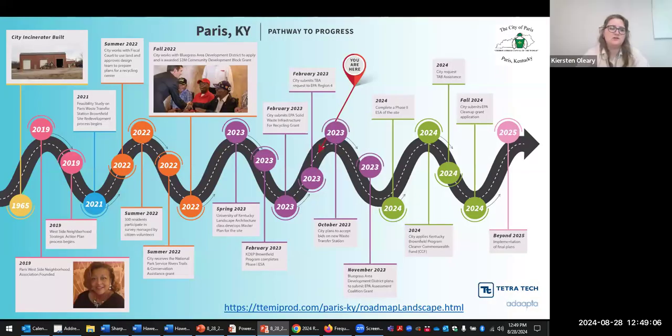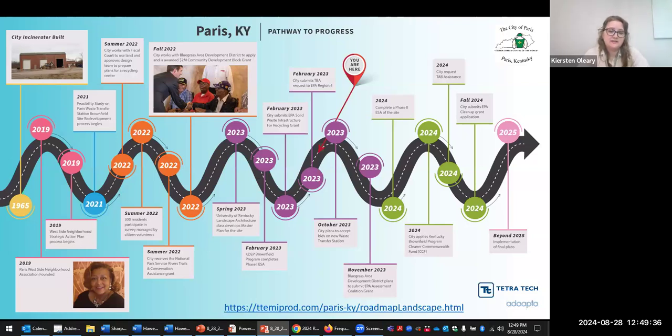And then here's just a quick example of an environmental justice project that is currently moving forward. This is in the city of Paris, the West Side neighborhood. There was an old transfer station in the neighborhood that trucks had to drive through the neighborhood to access, as well as an incinerator site that was built in a historically Black neighborhood. Again, the West Side neighborhood in Paris.